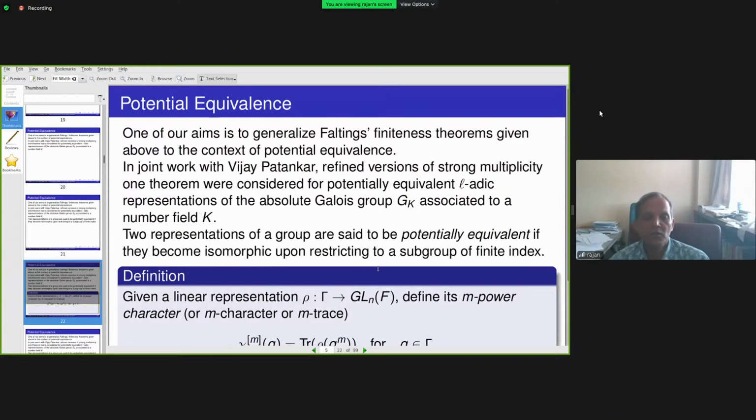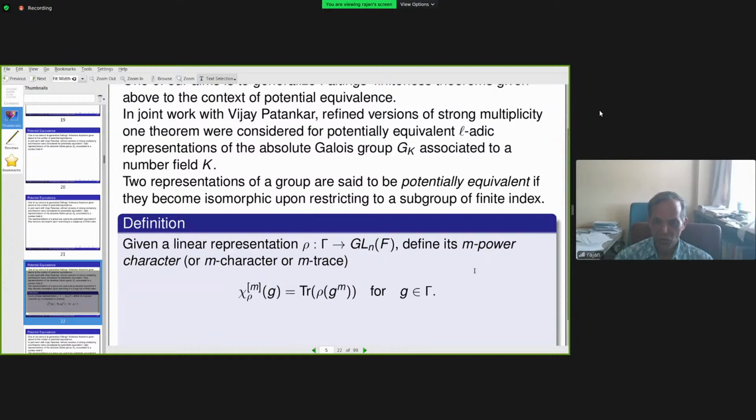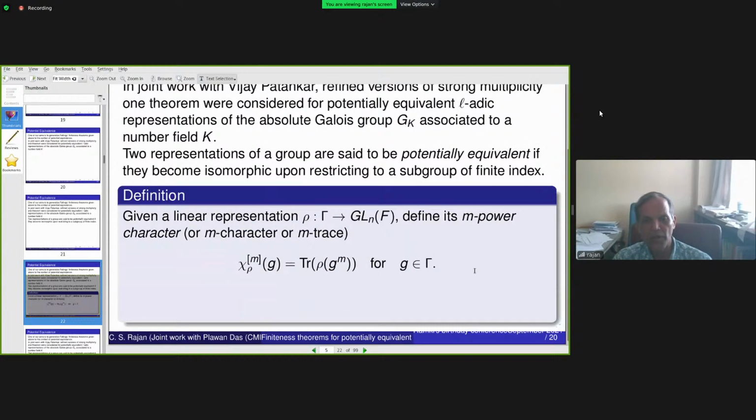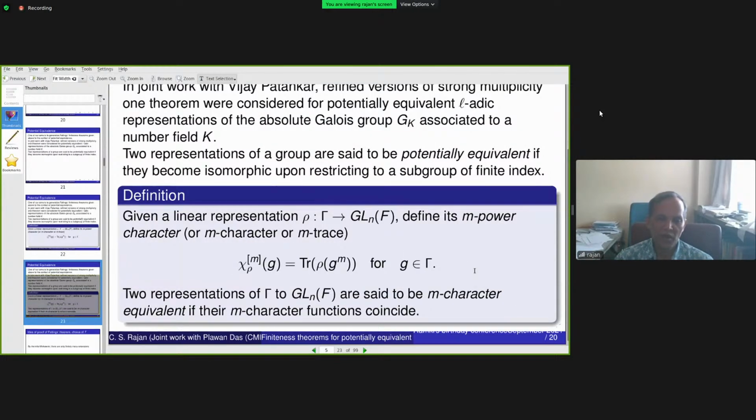So given a linear representation rho from Gamma to GL_n(F), you define its m-th power character, or m-character, or m-trace, as the trace of rho of g to the power m, for g in Gamma. Two representations of Gamma to GL_n(F) are said to be m-character equivalent if their m-character functions coincide. So we have two definitions: one is potentially equivalent and another is m-character equivalent.